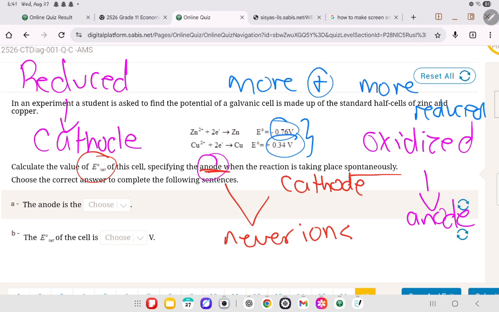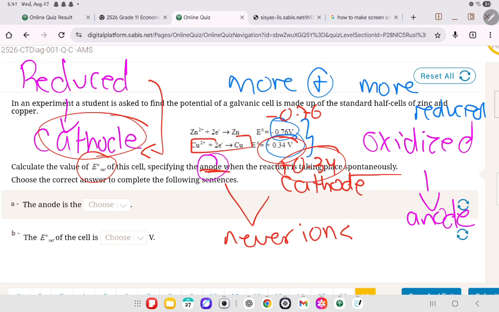The more positive is this one, because this is minus 0.76 and this is plus 0.34. So the Cu, the copper, is more positive. Because the copper is more positive, it's going to be more reduced. And because it's more reduced, it's going to be what? It's going to be the cathode.